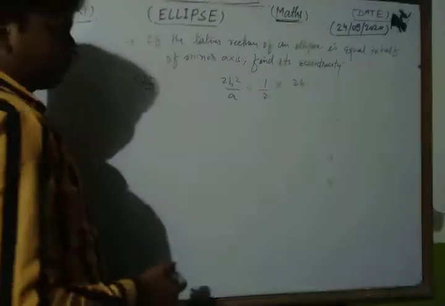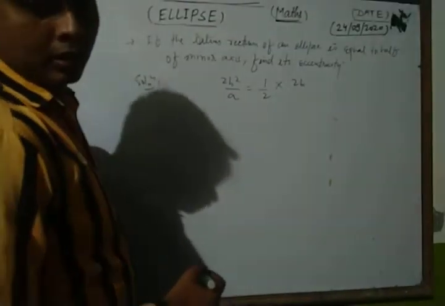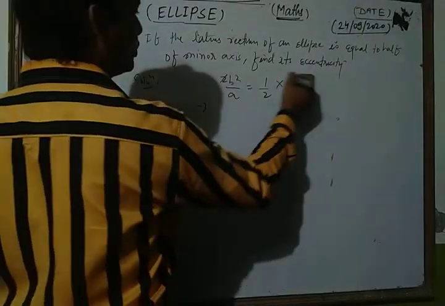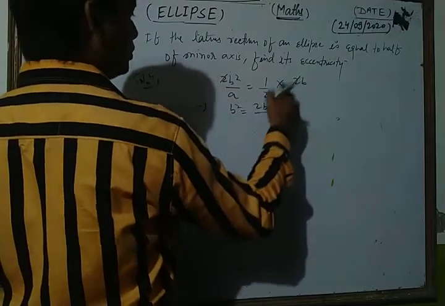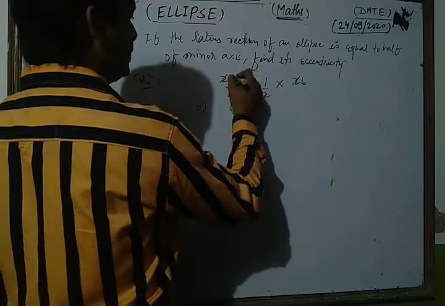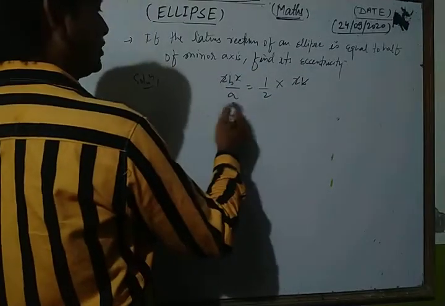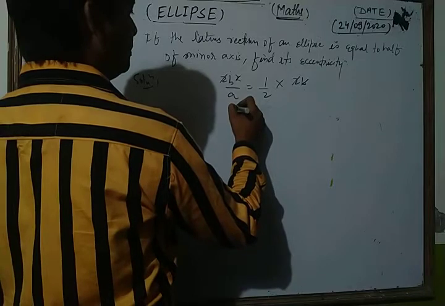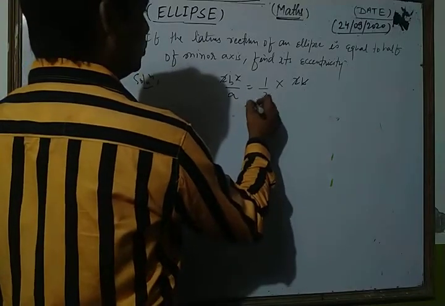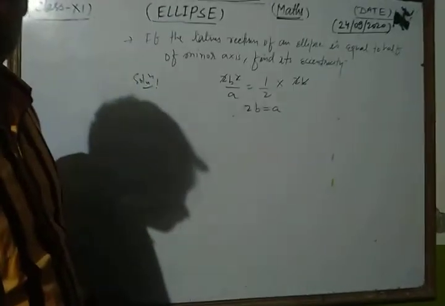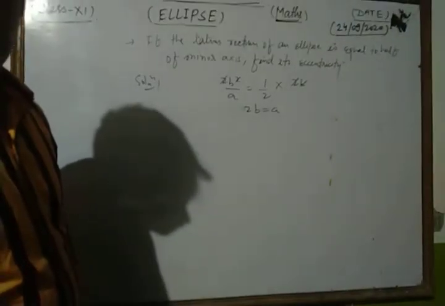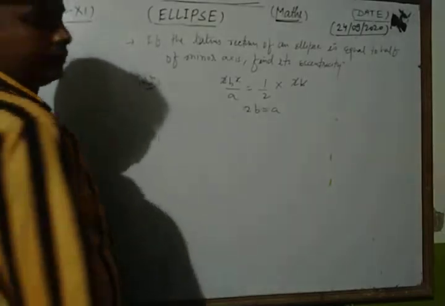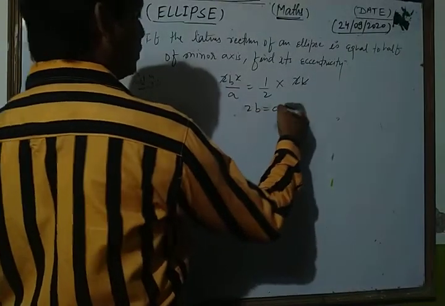Now look here, what do we get, dear students? Here the 2 cancels, and b square and b, one b cancels. So we get 2b is equal to a. Yes, 2b is equal to a. Okay, now we take this as equation number 1.